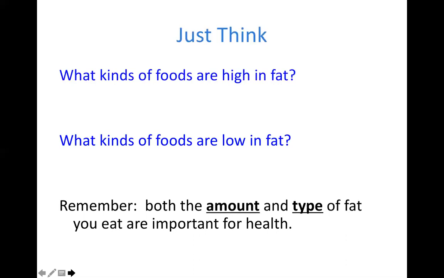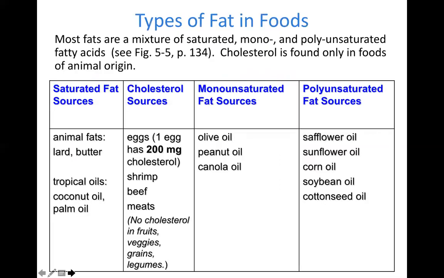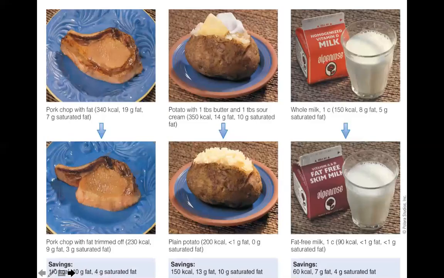So both the amount of fat and the type of fat matter. It's not just one or the other. It matters whether you're consuming saturated or unsaturated and how much. These are some example sources of the different types of fats. We saw a similar kind of explanation to this in that bar chart where it showed what types of foods had which type of fat as the predominant fat.